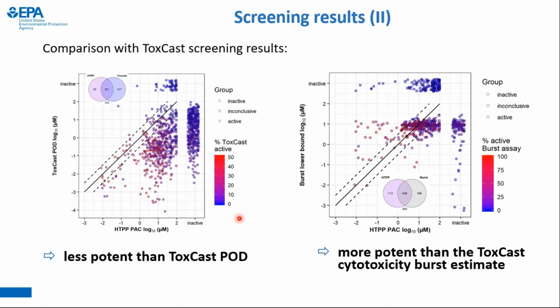I've also compared them to the ToxCast cytotoxicity burst estimate. So there is a subset of assays in the ToxCast battery that are more associated with cytotoxicity or cell viability, and you can get a potency estimate using only those assays. And in that case, HTPP gives us more potent estimates than just the cytotoxicity burst estimate. So that means we're not doing as good as ToxCast, kind of, but we're still doing better than if you would use general cytotoxicity assays.